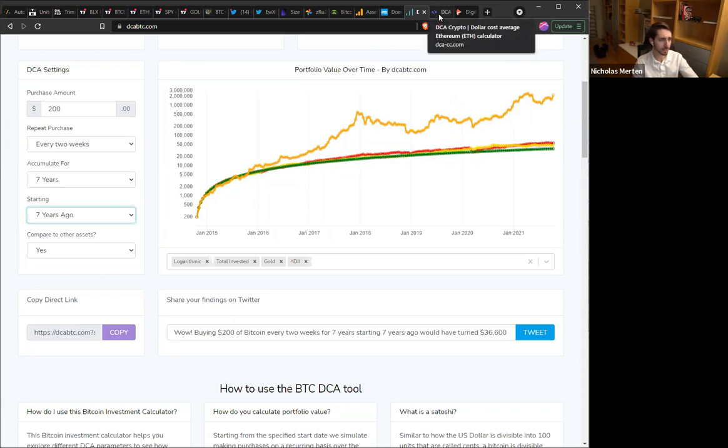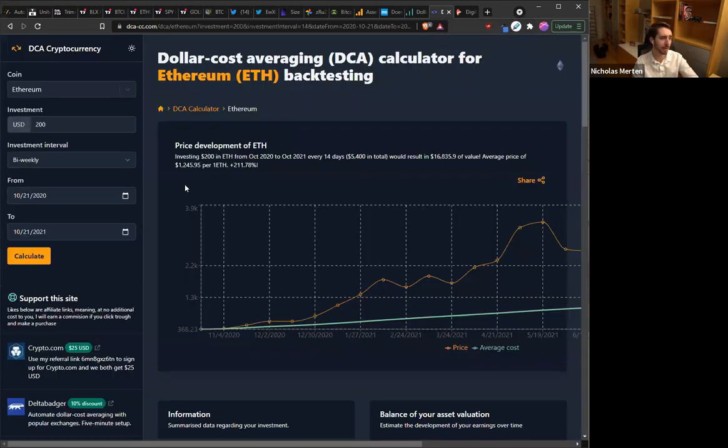There are some other tools here. This is just for Bitcoin we've been taking a look at. We could also do it for Ethereum, right? There's another website, dca-cc.com. If you just look up dollar cost averaging Ethereum, you'll be able to find it online. And they have a very similar tool here. We can do Ethereum and a variety of other cryptocurrencies, right?